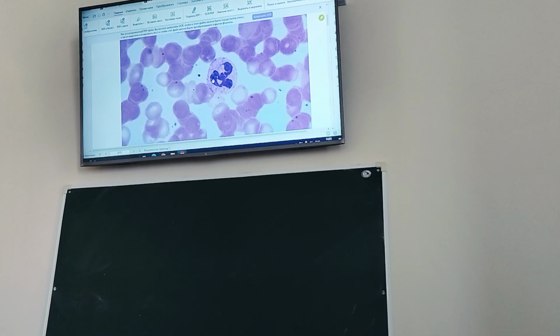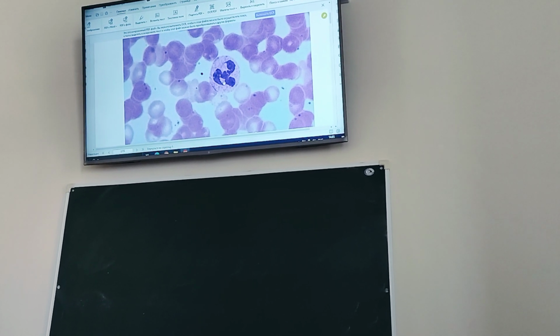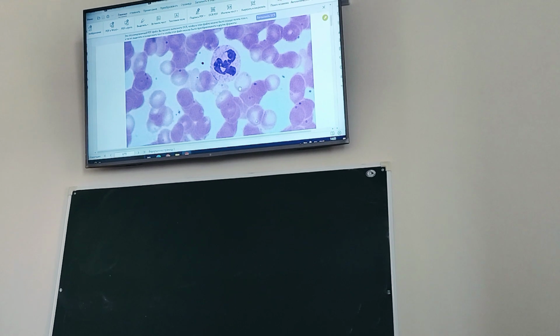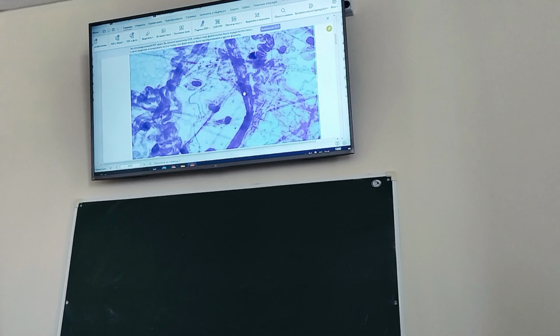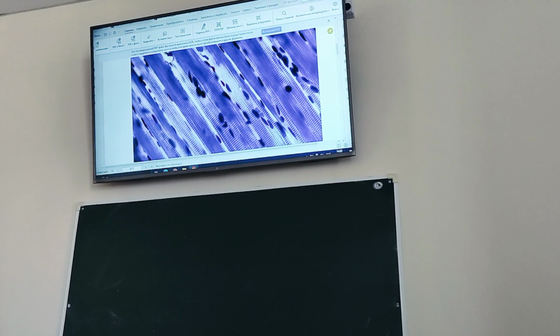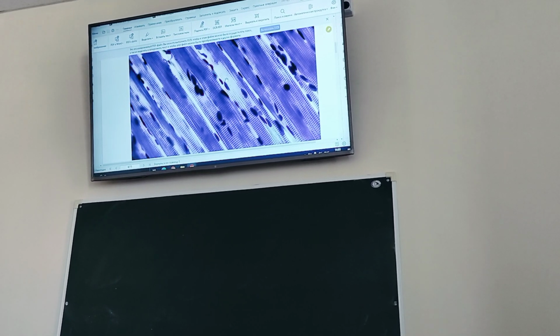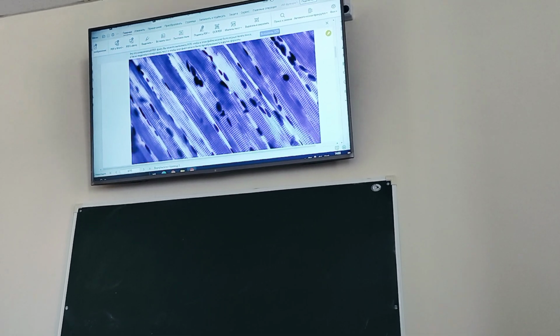This is just to not forget about blood cells. Yes, this is a neutrophil, segmented, polymorphic, multilobular, a mature neutrophil. This is again loose fibrous connective tissue. This is again cardiac muscle, skeletal muscles, striated.